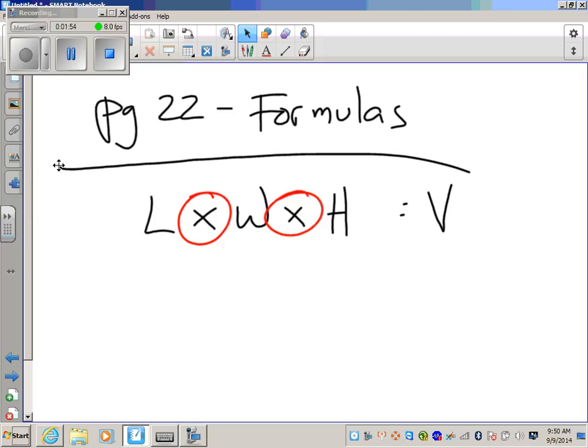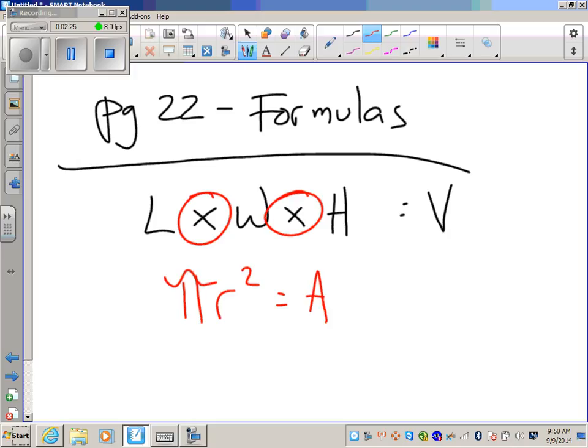Bottom line is if I don't follow the formula correctly, I'm probably not going to get the answer that I'm looking for, okay? Each of these stand for a different part of my rectangular prism, the length, the width, the height. If I were to give you another formula, pi r squared, which is one that we've used in the past, that's the formula for area of a circle.